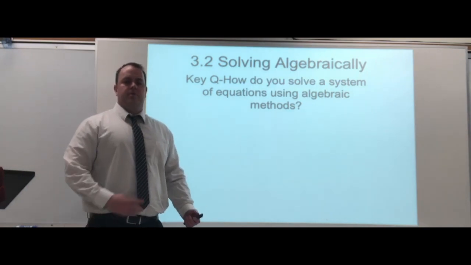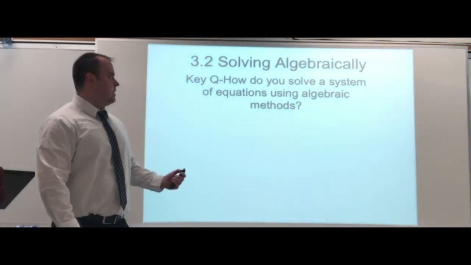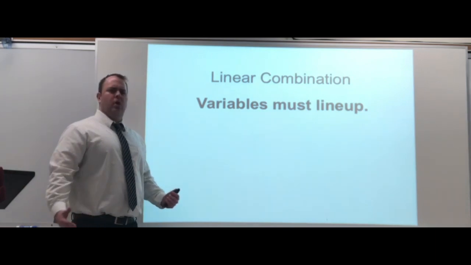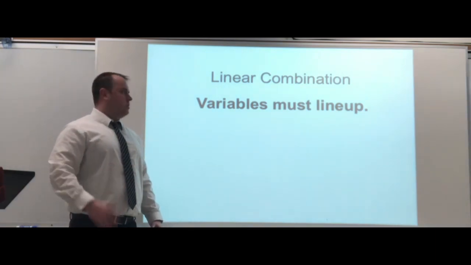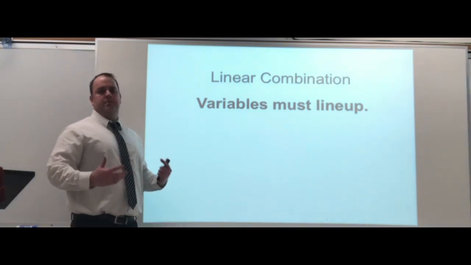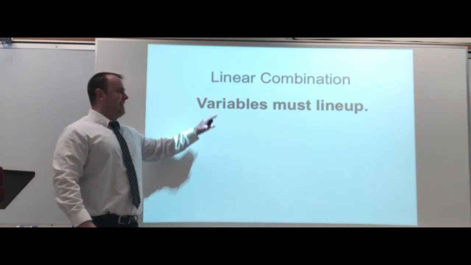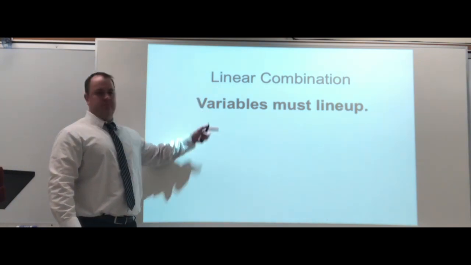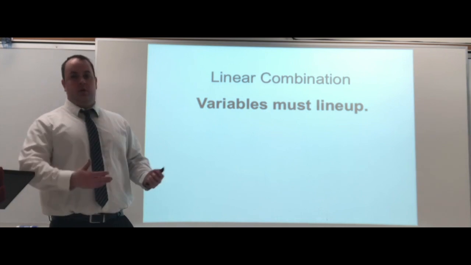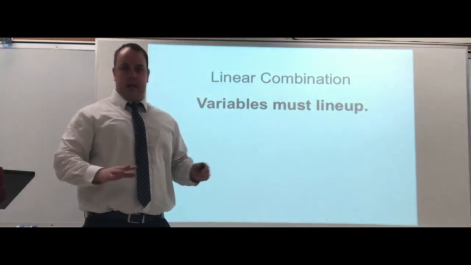So the second part of 3.2, we're going to look at linear combination, also called elimination. The reason you call it elimination is because you're going to try and make the variables cancel out. Again, a very strong suggestion: variables must line up. It doesn't mean you look at the problem, the variables don't line up nicely, and you can't use this method.